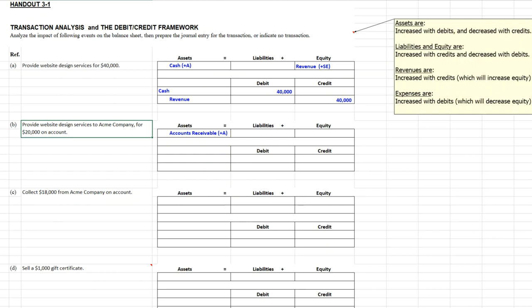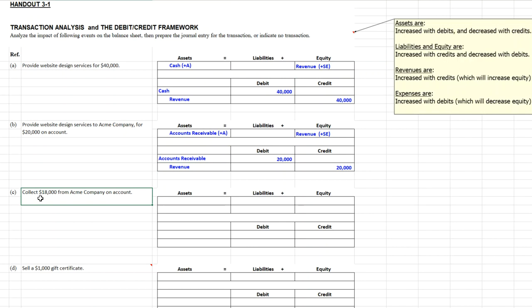So again, we've provided website design services. So once again, we've provided a service and we have a revenue. We have an increase in our stockholders' equity. And recording that with our journal entries, we have an increase in assets. So we will debit accounts receivable for $20,000. Debits have to equal credits. And our credit will be to revenues. Item C, we're collecting from Acme on account. So again, that account is referring to accounts receivable or accounts payable.